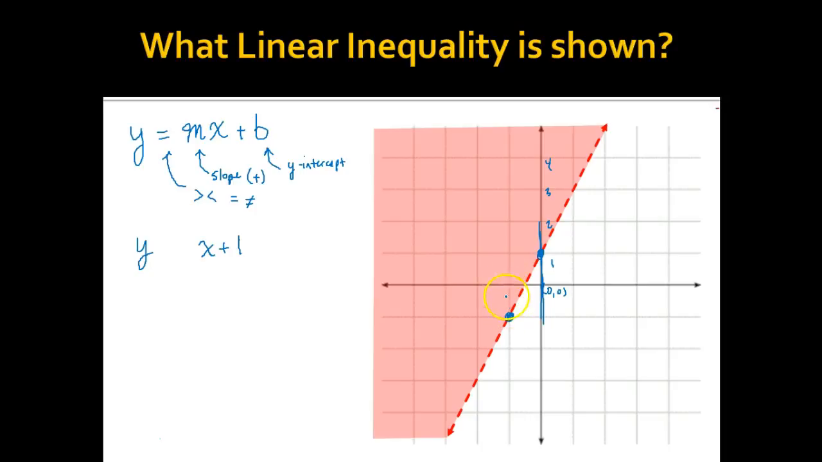So from those 2 points, how many spaces up do we go? And how many spaces over do we go? So we go up 2 over 1. 2 over 1, that's our slope. 2 over 1, which is 2. So 2 divided by 1 is 2.